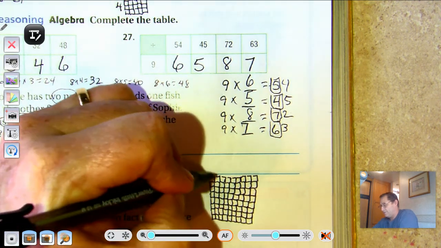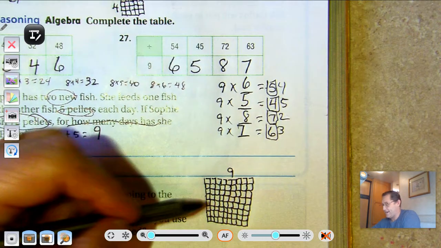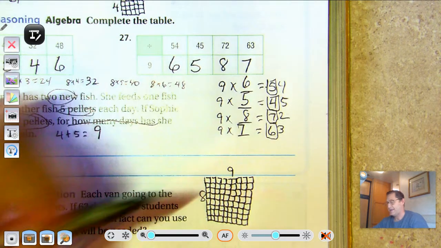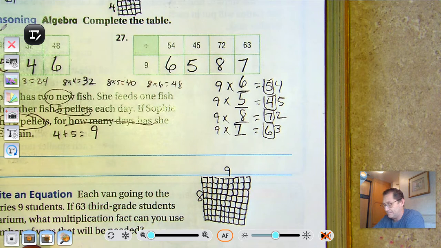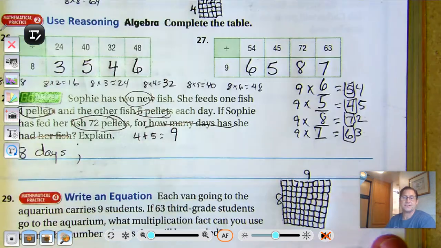So we have 9 pellets per day for how many days? 1, 2, 3, 4, 5, 6, 7, 8. 8 days. So if she's fed them 72 pellets, she has had the fish 8 days.